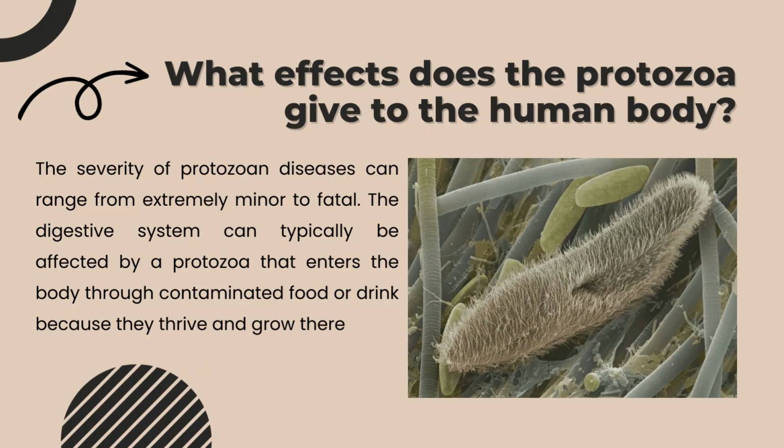The severity of protozoan diseases can range from extremely minor to fatal. The digestive system can typically be affected by a protozoa that enters the body through contaminated food or drink because they thrive and grow there. The spread of the parasite may also harm other organs. The most common physical issues caused by the protozoa that are spread by an insect bite include fever and inflammation.